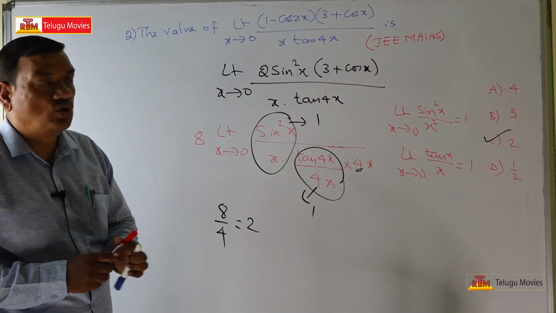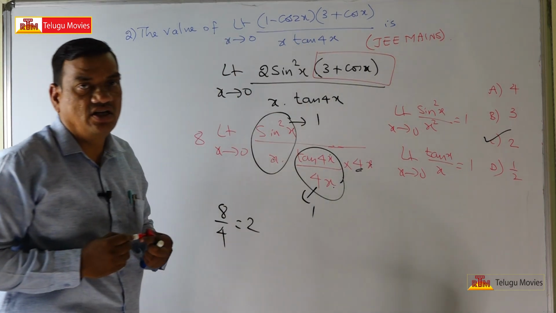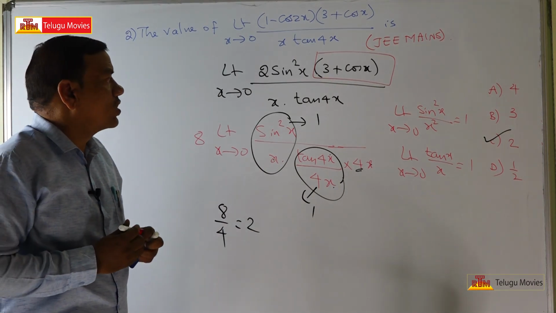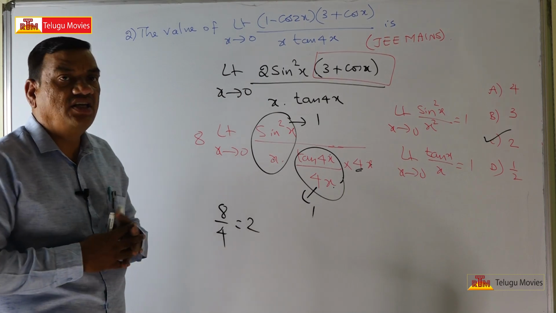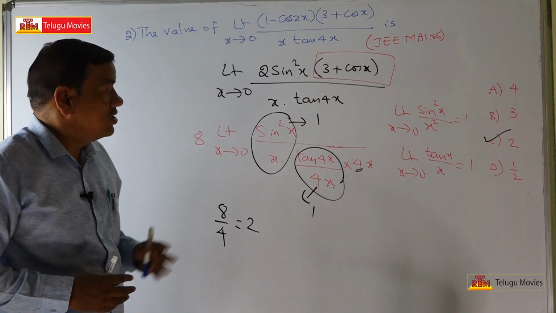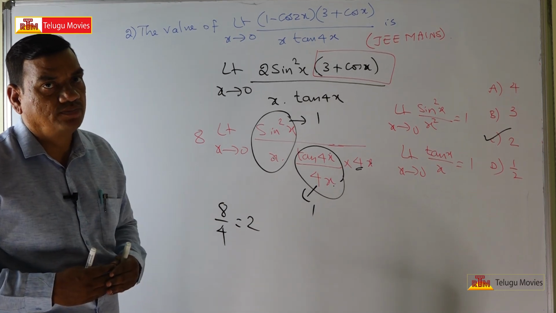If you observe in the total problem, the 3 plus cos x value you can take directly; it does not affect the main problem. I hope that you understand this solution. Let us go for the next problem.